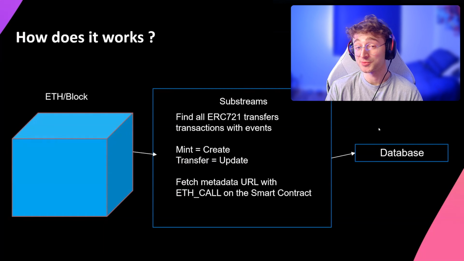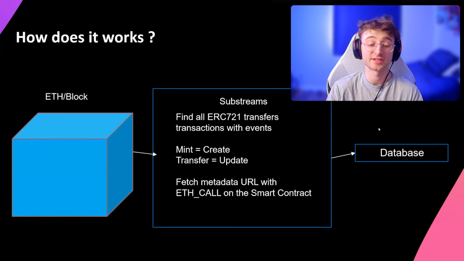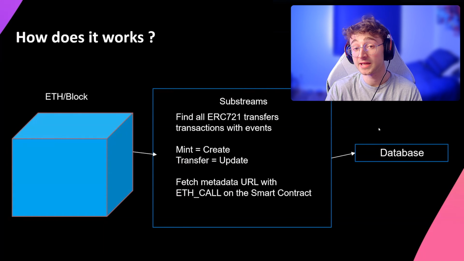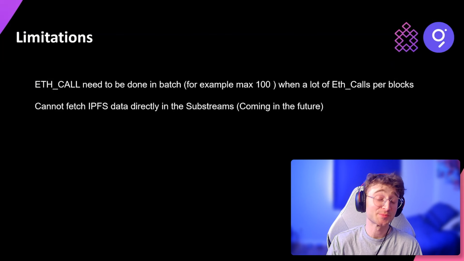Also, what's cool with Substreams is that you can do ETH calls. An ETH call is when you read data from a smart contract. So you can directly fetch the metadata URL of every NFT from the smart contract itself. So every time we have a transfer, it's going to look for the metadata URL and put it in the database. So what are the limitations for Substreams right now?